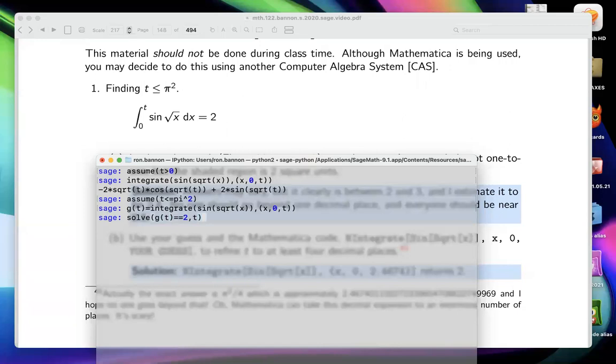Let's see what happens. And it gives me something that says it can't solve it. It can't solve that problem. All right, and this is where numerical techniques come in. So I'm saying numerical solve.